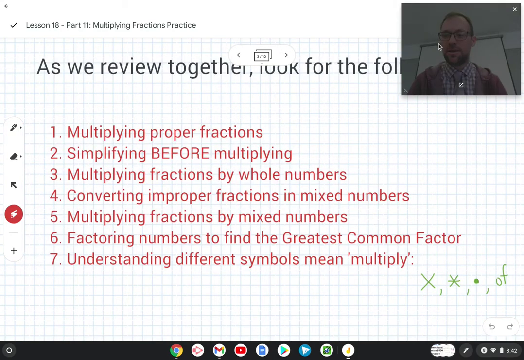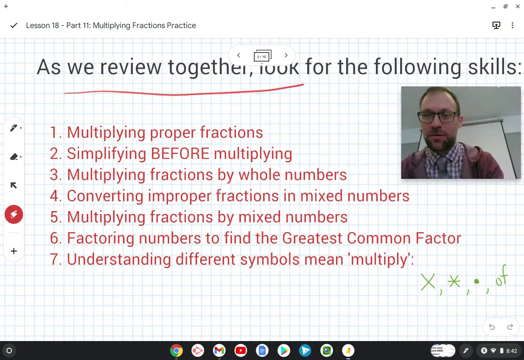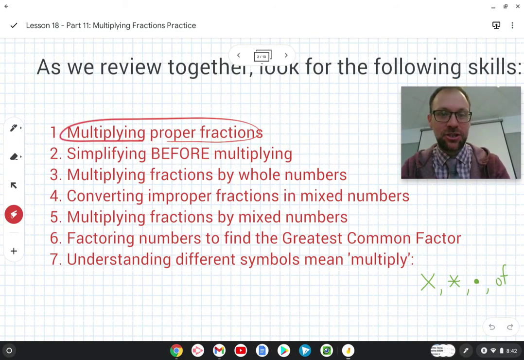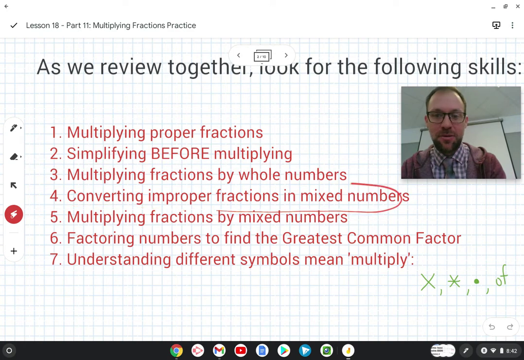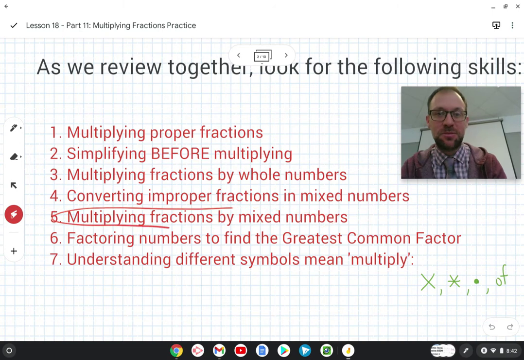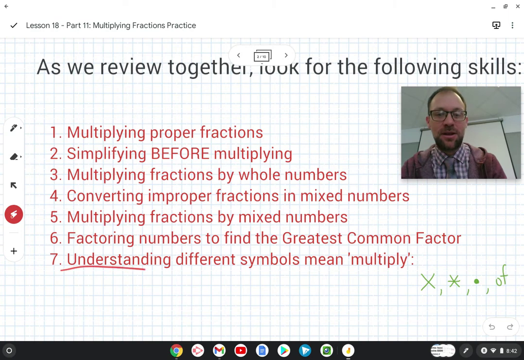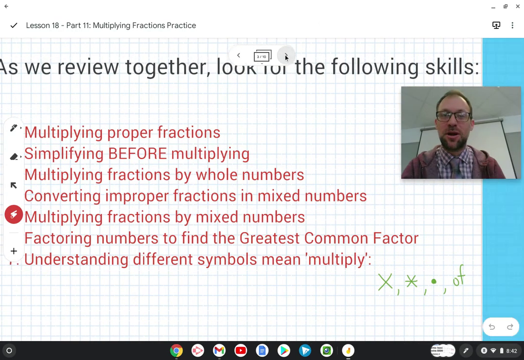As we review today, please look for the following skills that you have already learned. Multiplying proper fractions, simplifying before multiplying, multiplying fractions by whole numbers, converting improper fractions to mixed numbers, multiplying fractions by mixed numbers, factoring numbers to find the greatest common factor, and understanding the different symbols that mean multiply. All of these. All right, you ready for our first problem here?